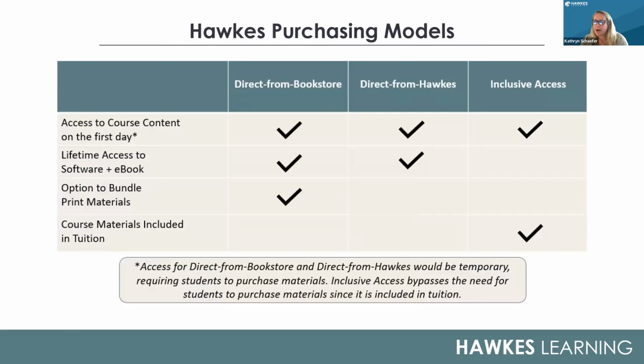Again, just to mention a little bit about our purchasing, we have various different models. We have that traditional bookstore model, which you'll see here in this first column. We have an option where students can purchase directly from Hawks. And then we have seen the inclusive access model become more and more popular, so that's also available. There are different things available for each model. For all 3 of them, students receive access on the first day to the content. Whether that be through the inclusive access or through our 21 days of temporary access, no matter what model you choose, students get access from the first day.